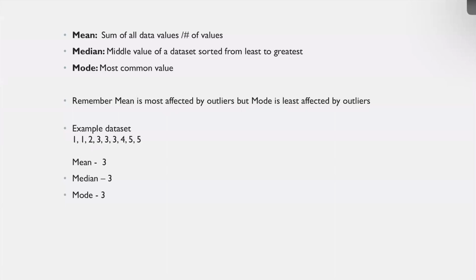So in this data set, you see, to calculate the mean, you have to calculate the sum of all the data values. So if you add this up, you'll get 27. And 27, then you have the number of values. There are 9 values. So you get the mean of 3. Then what is the median? This data set is already sorted from least to greatest. So the middle part of this, that is your median. So that is your 3. And for the mode, you have to check the most common value. Of all the values, 3 is present 3 times. So it is the mode. So the mean, median, and the mode are all 3 here.